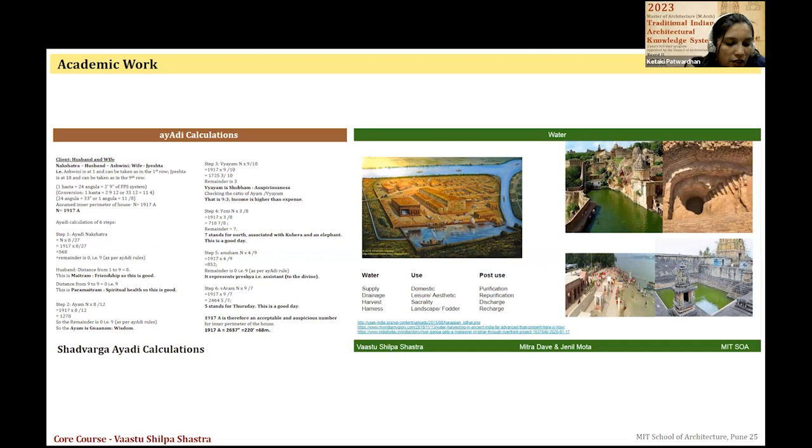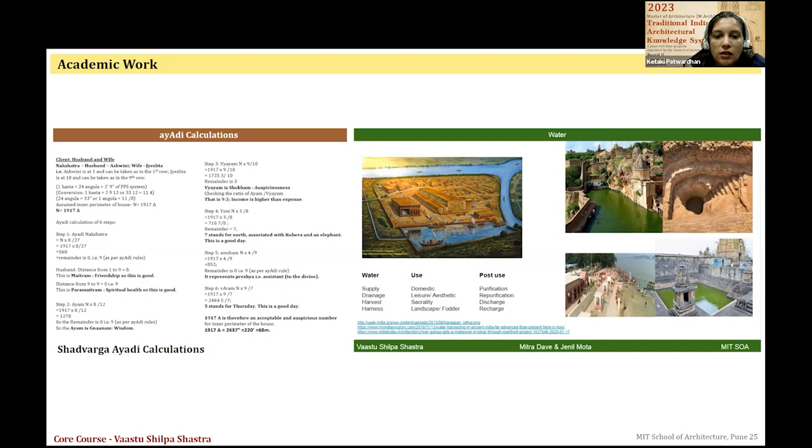So again, I'm stressing this point that when we talk about Vastu Shilpa Shastra, if you put Vastu Shilpa Shastra on Google, most of the times you will see the Vastu Purush Mandala diagram. But Vastu Shilpa Shastra is much more than that. And this is what we've been exploring in this master's program.